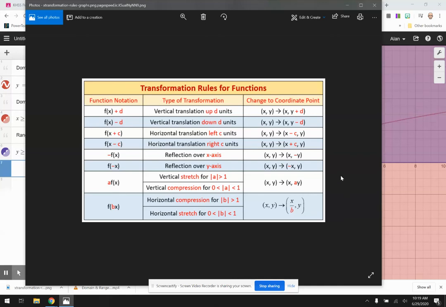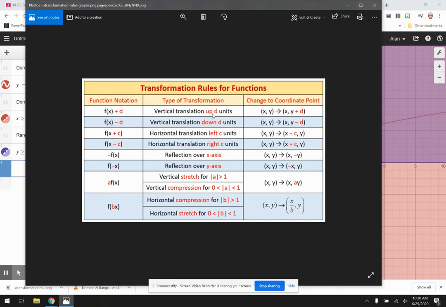Hello, here's a little video on transformation rules for functions, and this includes the radical functions that we're working on in our Desmos right now. But if you notice, the function is located by f of x. Now that could be f of x or g of x, but we're going to start with our parent function being f of x.